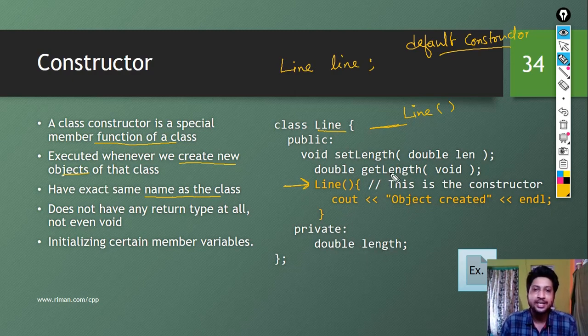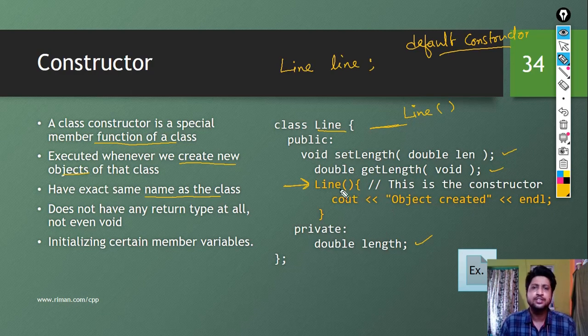Or you can set some initial values for your private members as well. What we have done here is we have this class, with a set length function and a get length function. This is the setter function, this is the getter function, and we have the private member double length. This length value will be accessed by these two functions. The set length function will set the value of length for a particular object, and the get length function will return the length of that object.